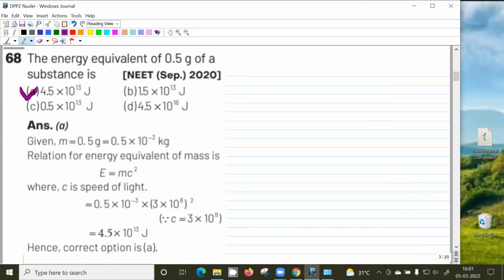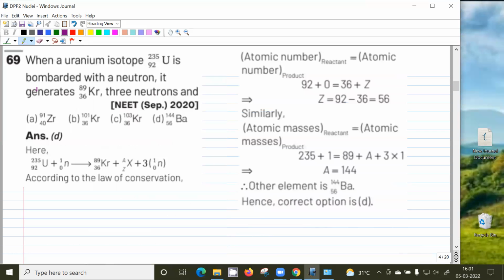This one. This also asked in 2020. Uranium isotope bombarded with neutron generates Kr 36, 89, and 3 neutrons. Okay, plus something. What is that something? This is also a simple question. Barium, sir. Option D. Okay.